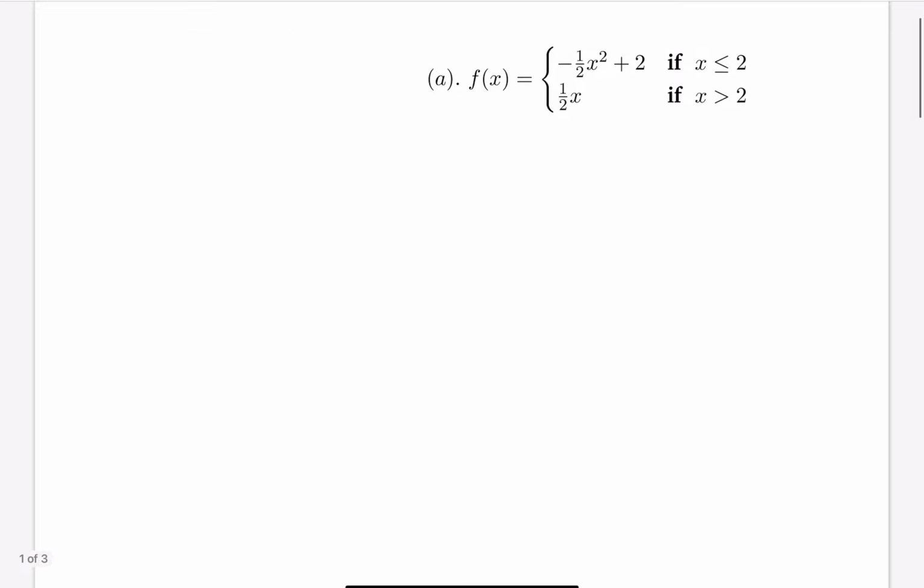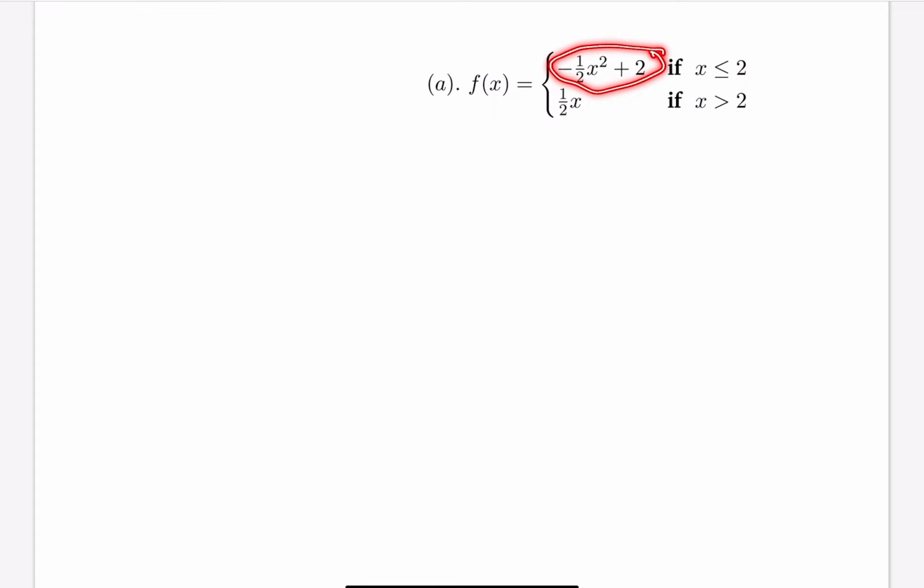To graph this one, first you have to think about it. This is called a piecewise function. What does it mean? You have two functions, the first function and the second function here. To graph the first function, you have y equal to negative 1/2 x squared plus 2.